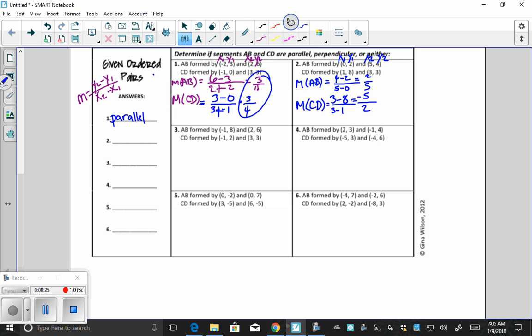Okay, I have 2 over 5 and negative 5 over 2. Well, they're not the same, but they do have opposite signs, so they are opposites. My fraction is 2 over 5 in the first one, and my fraction in the bottom one is 5 over 2. So they're reciprocal. So if they are negative reciprocals, that means we have a perpendicular line.